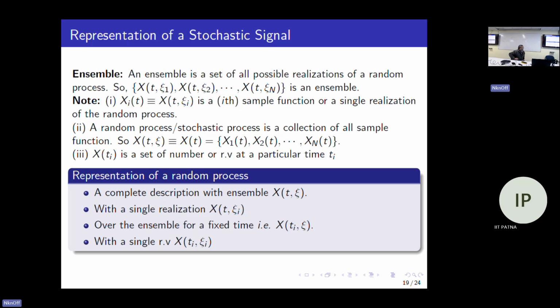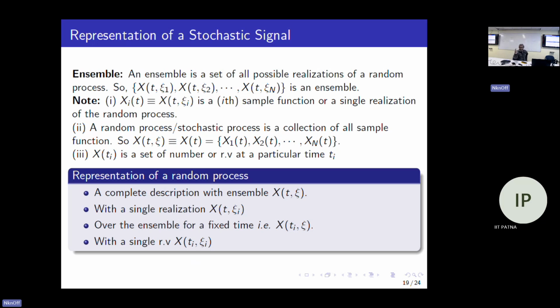Now there are a few things. All these are all possible outcomes: x(t, zeta 1), x(t, zeta 2), x(t, zeta n). This is called an ensemble. It is written that an ensemble is a set of all possible realizations of a random process. So x(t, zeta 1), x(t, zeta 2), up to x(t, zeta n) is an ensemble. I wrote it in set brackets, which means the set of these is an ensemble. All the signals make an ensemble. Ensemble is a very important word.